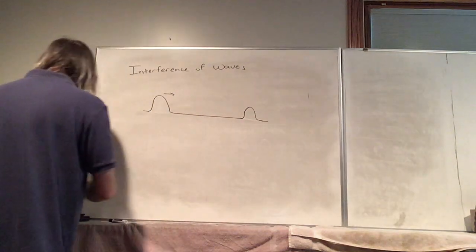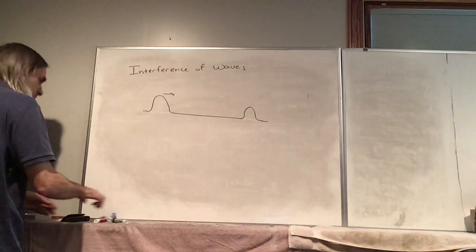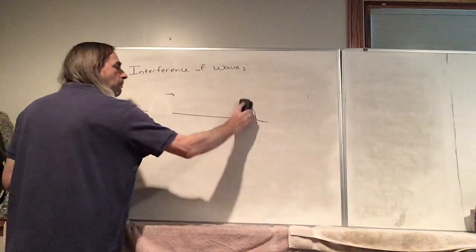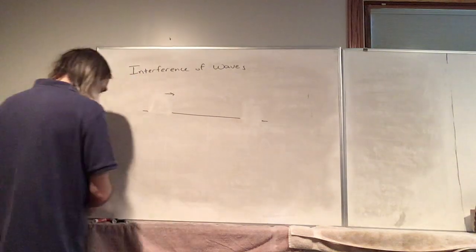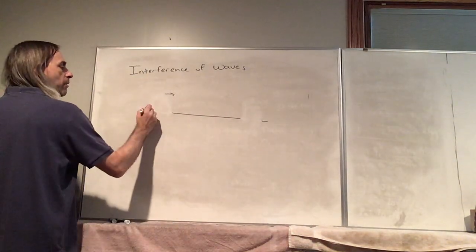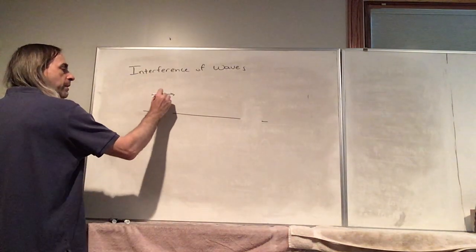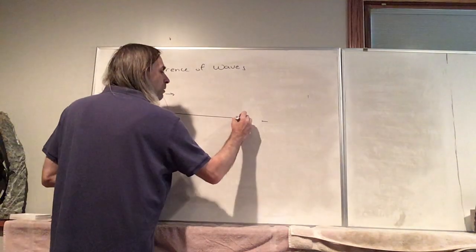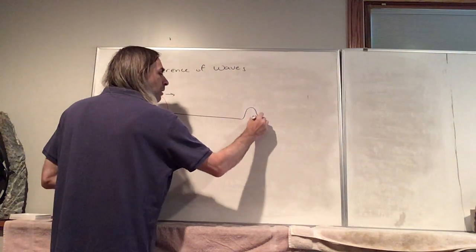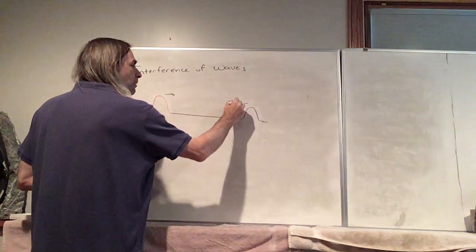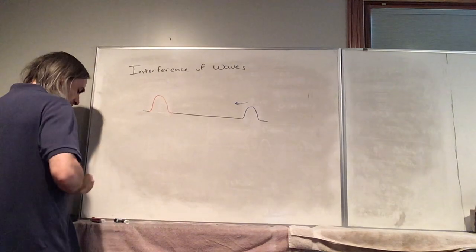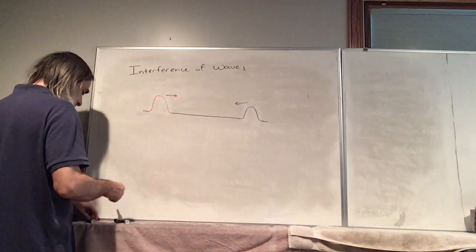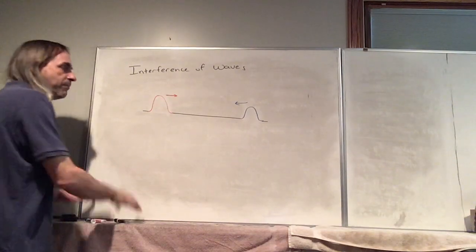I'm going to draw it a different color. I'll draw both of them different colors. So here we have pulse 1 that looks like this, and pulse 2 that looks like this. And they're moving, oh, they're going to be moving the same speed. I should probably use the same color for that, but whatever.